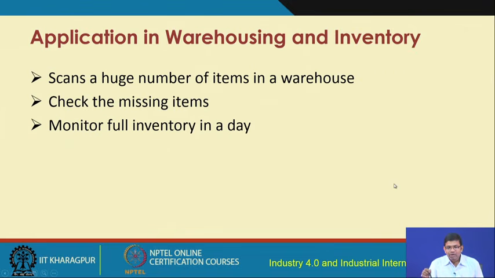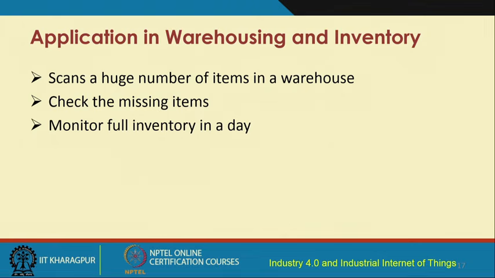For warehousing and inventory control as well, UAVs could be used. The indoor UAVs particularly are used in the different warehouses to monitor the different shelves in those warehouses. So the inventories that are existing in those warehouses. So all of these things can be done with the help of indoor UAVs.